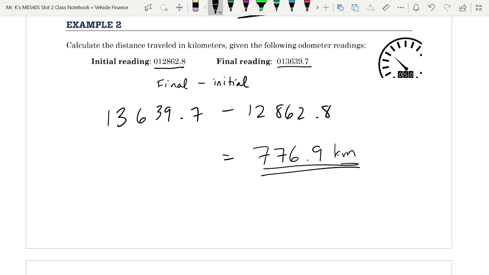Okay? Some of this stuff I'm sure they covered in driver's ed, right? How to read your odometer, how to figure out your fuel economy. Did they talk about that in driver's ed? No? Okay, they used to.